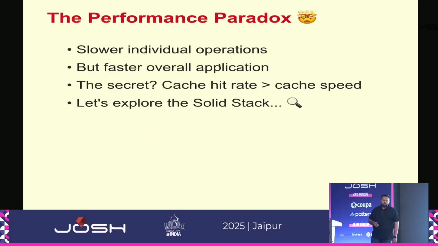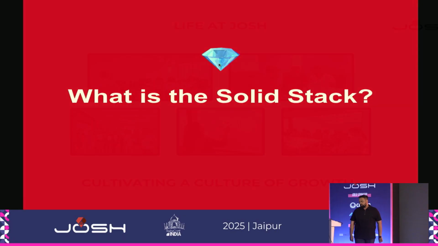Now let's explore how they're doing it and how they've extracted it for us all to use, which is the topic of my talk, the solid stack. So what exactly is the solid stack that makes this possible? Rails introduces 3 new components that work together to eliminate Redis. This is what they look like, an exact picture of what they look like.